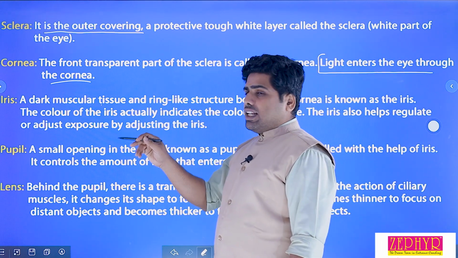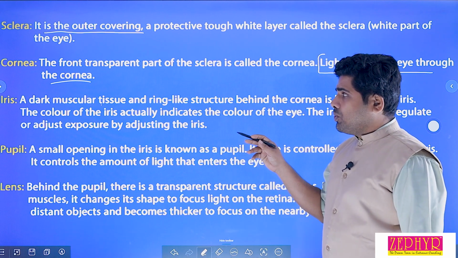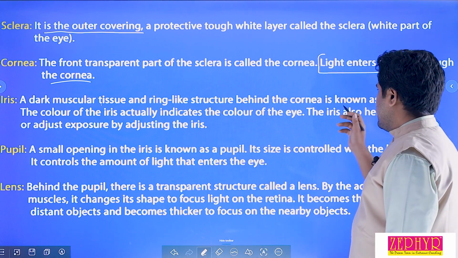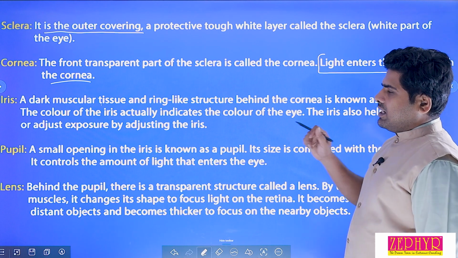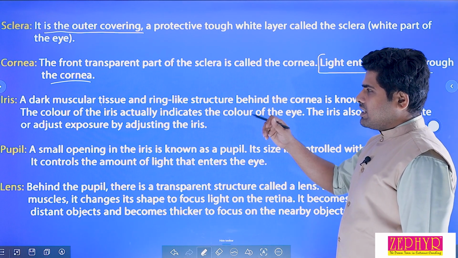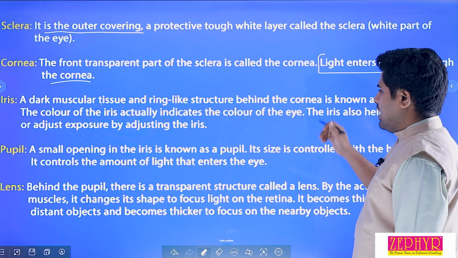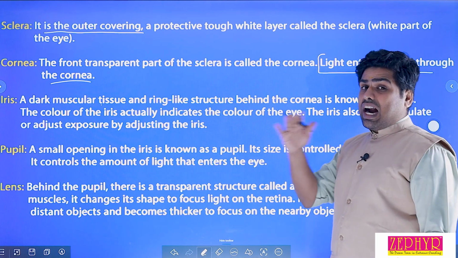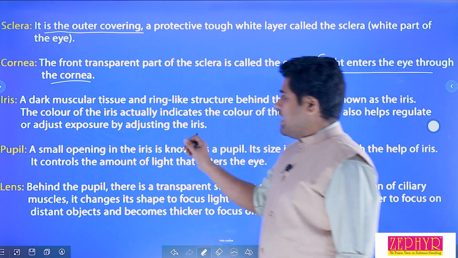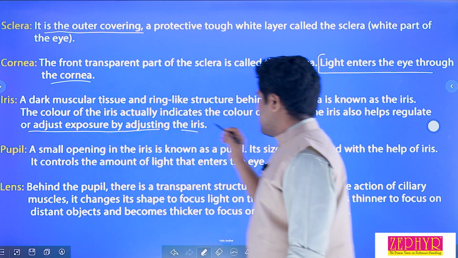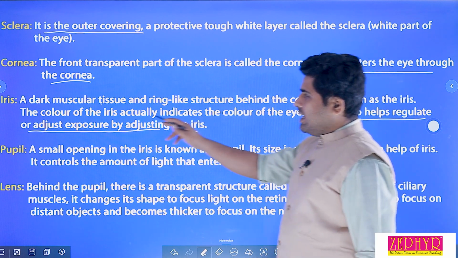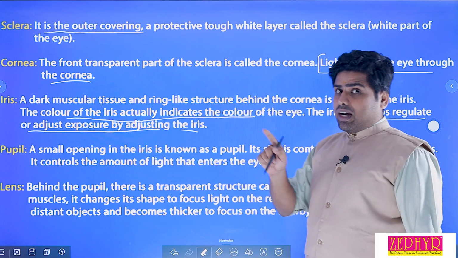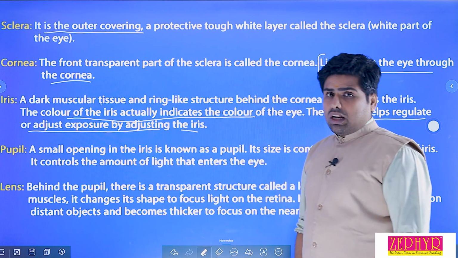Then the next one, iris, a dark muscular tissue and ring like structure behind the cornea. The color of the iris indicates the color of the eye. The iris also helps to regulate or adjust exposure. So it is very important, and the color of the iris indicates the color of the human eye. It is another important point related to iris.